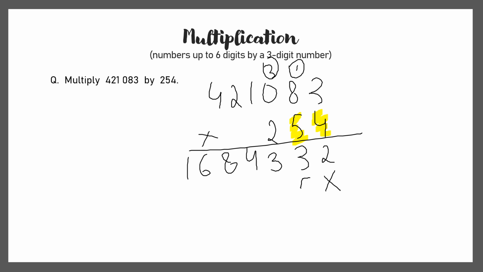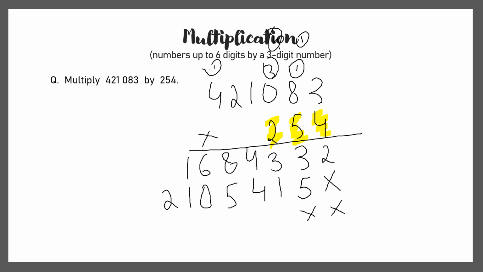5 3s are 15. 1 will go here. 8 5s are 40 and plus 1 is 41. 4 will go here. 4, 5, 10 and 21. For the next step, now we will put 2 cross here and now we will consider only 2.